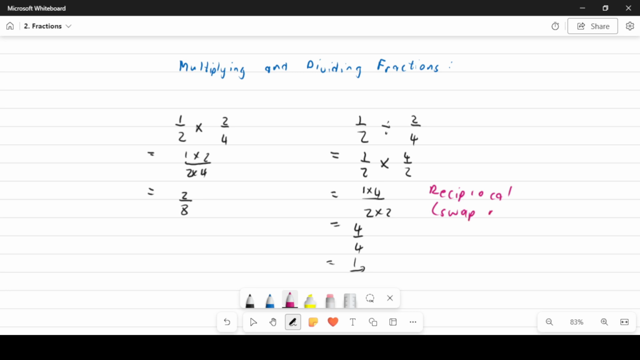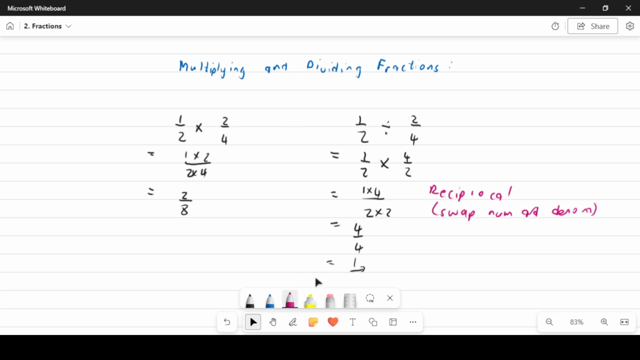Swap numerator and denominator. That's basically what it means. So you're taking the number from the numerator and putting it into the denominator, and you're taking the number in the denominator and putting it by the numerator. Very simple. Very, very simple. So that's the basic idea for multiplying and dividing fractions. So it's not a very complicated idea, but it's necessary that we understand this.